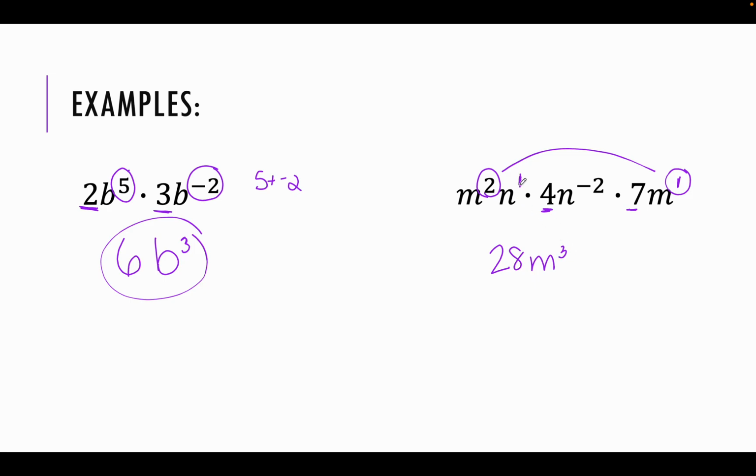And then we have n to the first times n to the negative second, which makes n to the negative first. Now, if we recall from yesterday, an expression is not in simplest form if there are any negative exponents. So we would not want to leave our answer like this. Instead, we would want to take that n to the negative first and move it to the denominator so it becomes a positive 1, leaving our final answer as 28m to the third over n to the first, or just n.